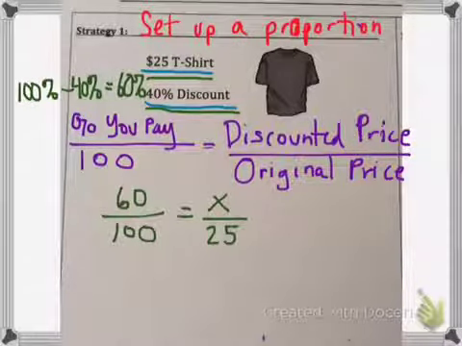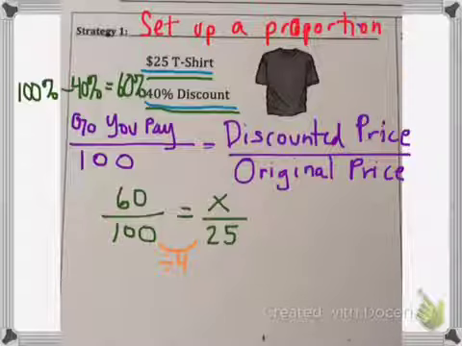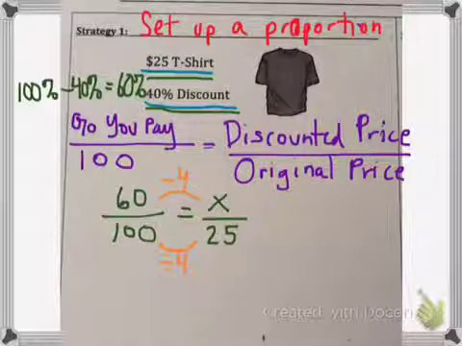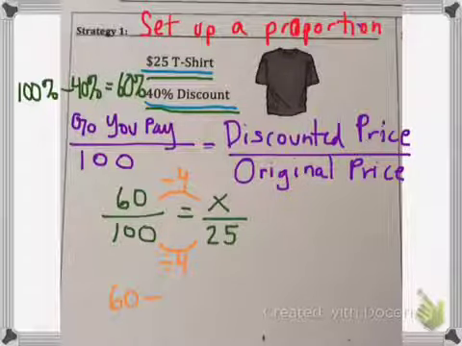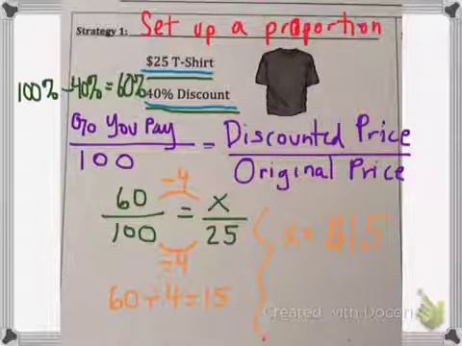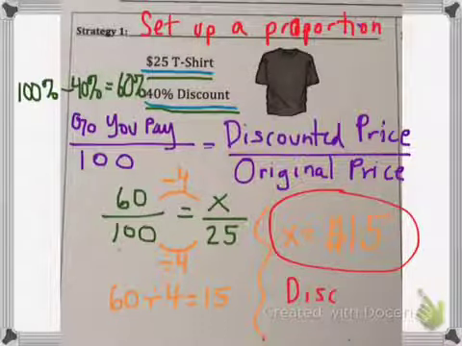Here's our proportion. What I'm used to doing with a proportion is multiplying by some sort of scale factor, but I can also think of division. Looking at my denominators, 100 divided by 4 gives me 25. What I do to the denominator, I do to the numerator. So 60 divided by 4 gives me X, the discounted price. 60 divided by 4 is 15, so X equals $15. The $15 represents our discounted price.